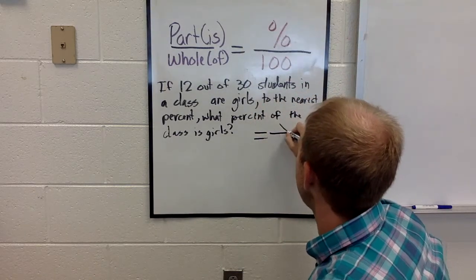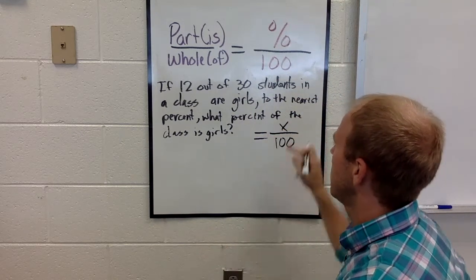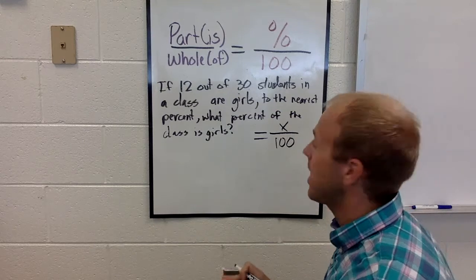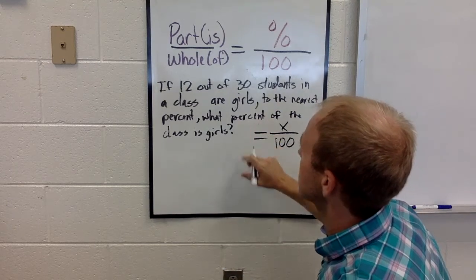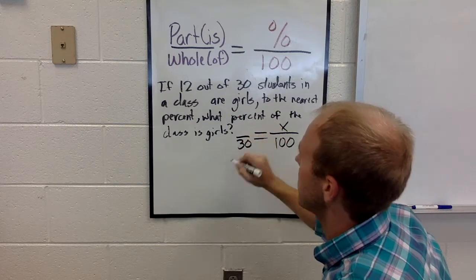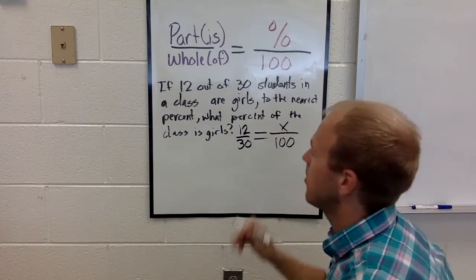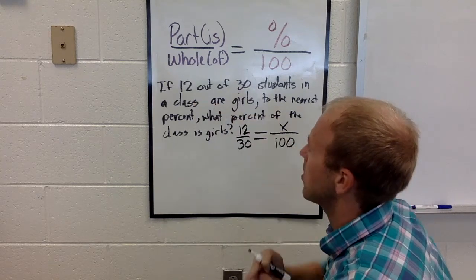So we already know that our x is going to be over 100. Anytime it says "what percent," x is over 100. That's your x. Now we got to figure out what goes on top and what goes on bottom. What says "of"? 30, so 30 goes on bottom. 12 is our "is," even though it doesn't say the word "is." Remember, that's your part. So 12 is part of 30.